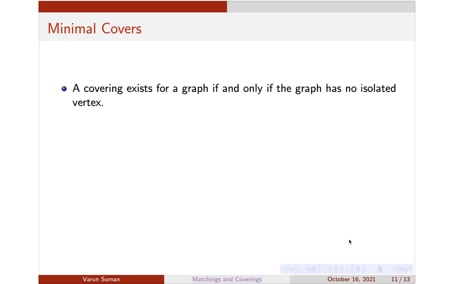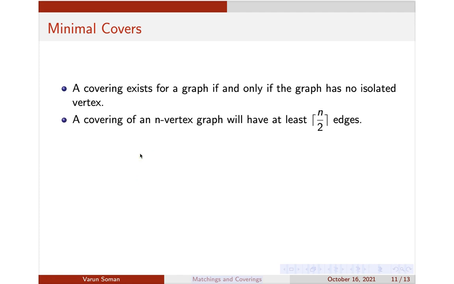Some more observations. A covering exists for a graph if and only if the graph has no isolated vertex. It's a very simple thing, because if my graph has an isolated vertex, I can't cover this vertex no matter which edges I choose, because there are no edges connecting the graph to this isolated vertex. So if there is an isolated vertex, there will not be any minimal cover. There will not be any cover itself.